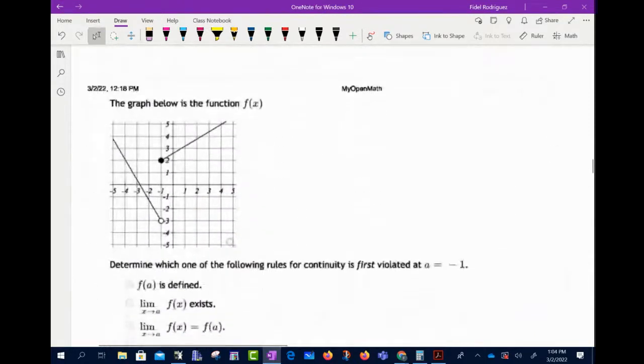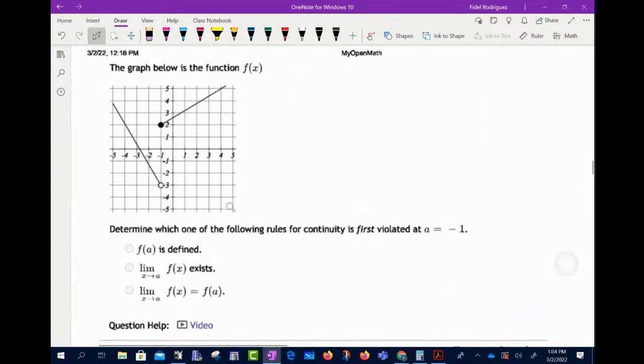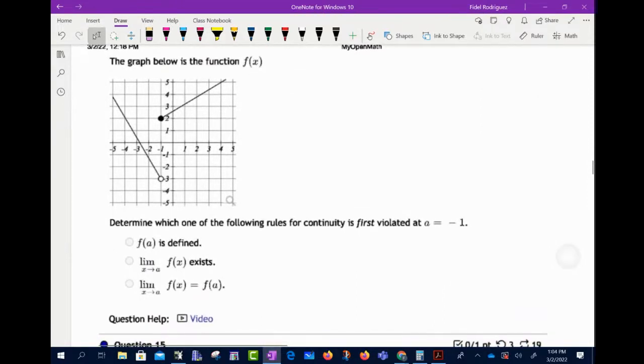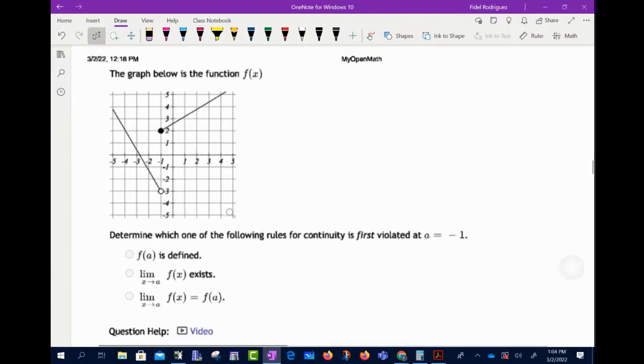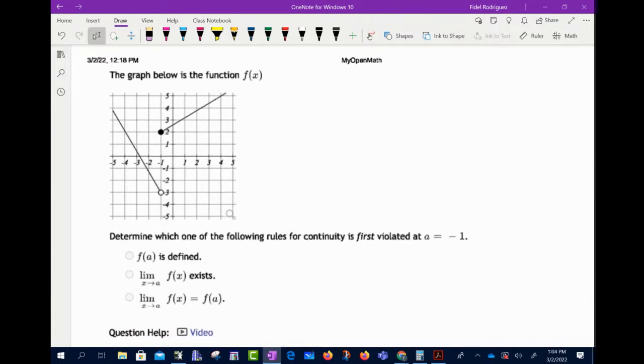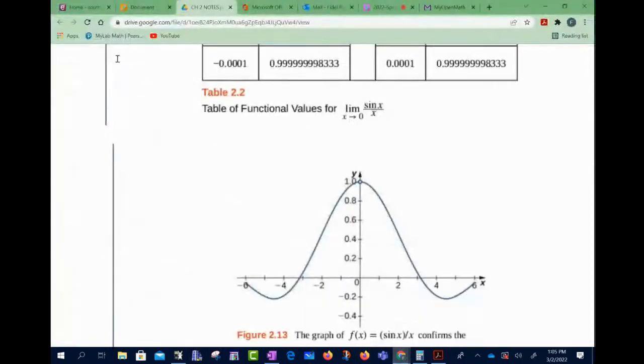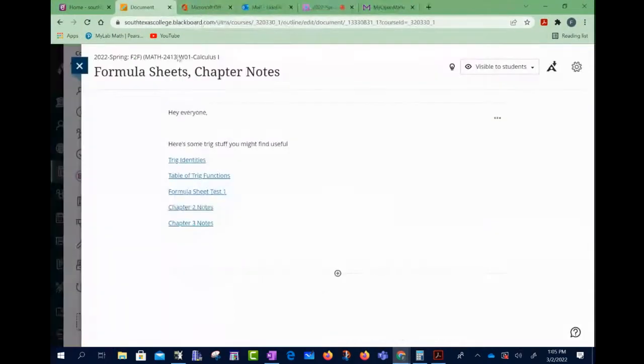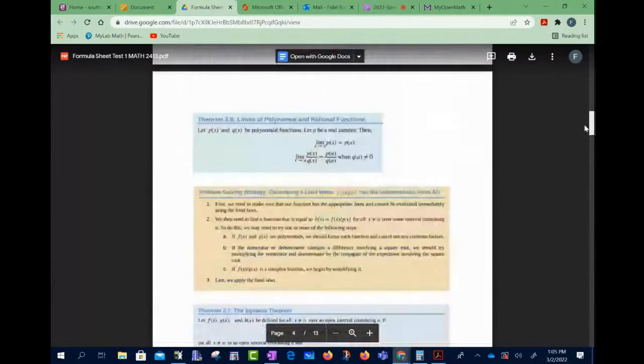All right, let's see. So let's take a look. This is number 14. The graph below is the function f of x. Okay. Determine which one of the rules for continuity is first violated at f of a equals negative 1. Okay, so let's see. The rules of continuity, y'all. I want to say that we have that in my formula sheet. Let me go back to my formula sheet over here. I want to say there's some rules on continuity, so I'm going to scroll down until I find it.